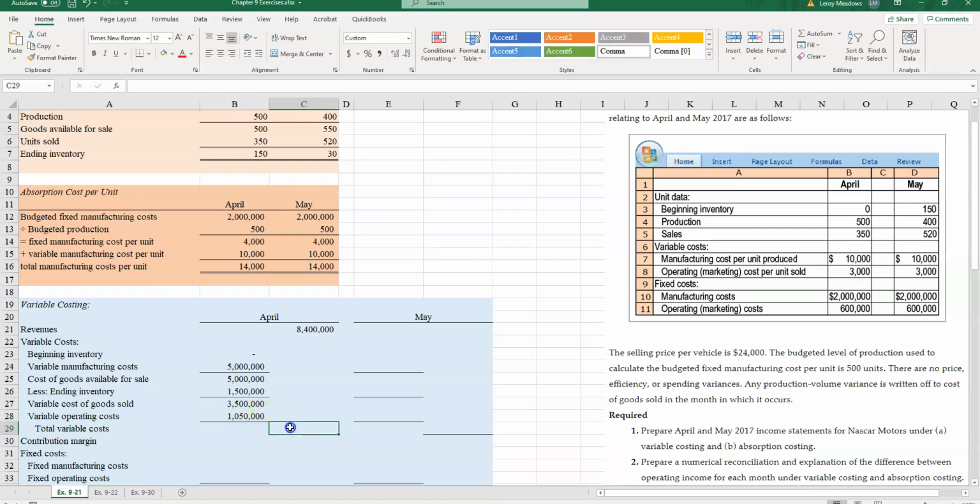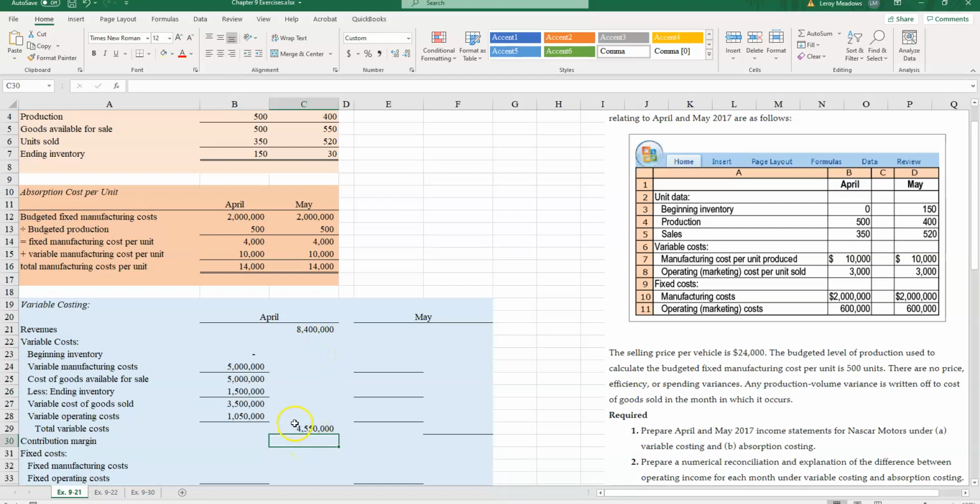So what are my total variable costs? Considering, because I now have separated the variable costs by manufacturing and by operating costs. So now what are my total variable costs? My total variable costs are going to be my variable cost of goods sold plus my variable operating costs. So if I add those together, I'm going to get my total variable cost of $4,550,000.